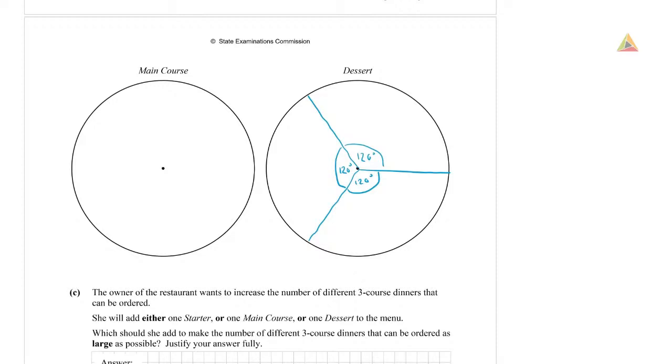Now the main course, so this is 5 sectors. So this is going to be harder for me to draw, but I'll give it a go. So we're going to split this into 5 sections. And each of them should be 72 degrees. So that's the first one.